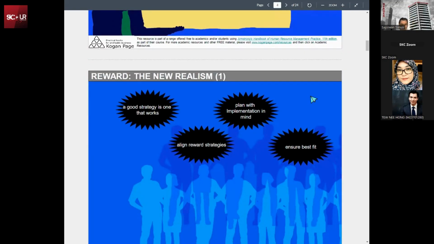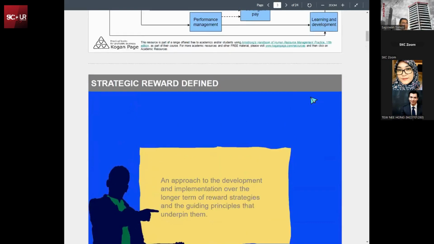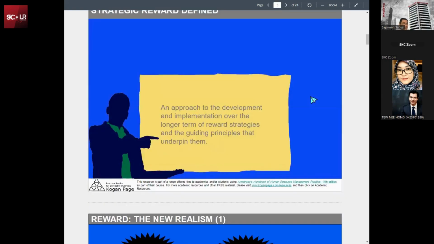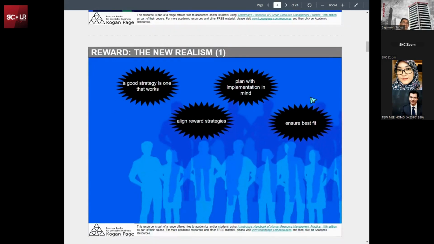How do you want to have a good idea in our mind on this structure? Because we don't know in the first sight. What we need to think is a good strategy is one that works. Must be one that can apply, that can implement, that can align with strategies and plans, with implementation in mind.